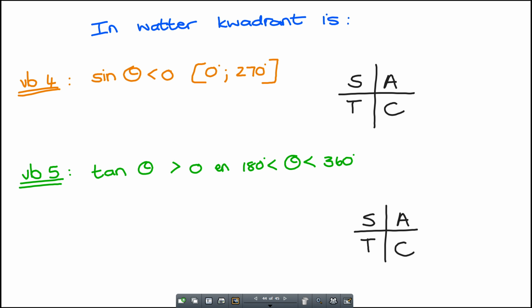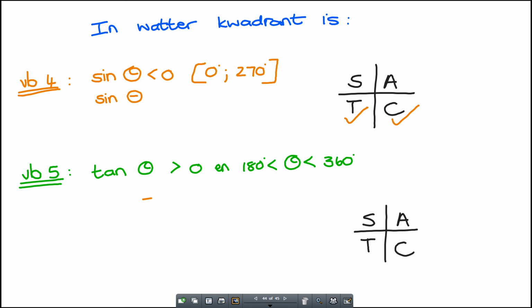Okay, so kom ons kyk gou na voorbeeld 4. Hier sê ek vir jou, sin theta moet wees kleiner as 0. Sit gou eers potlood neer, dis die laaste slide. So ek wil eerder gou hê, jy moet net gou kyk dat jy dit vang. Daar's genoeg tyd. Okay. Sin theta is kleiner as 0. So what is sine? Sine will be negative, nee? Okay, so sine is negative. En watter kwadrante is sin negatief? In quadrant 2, 3 and 4.